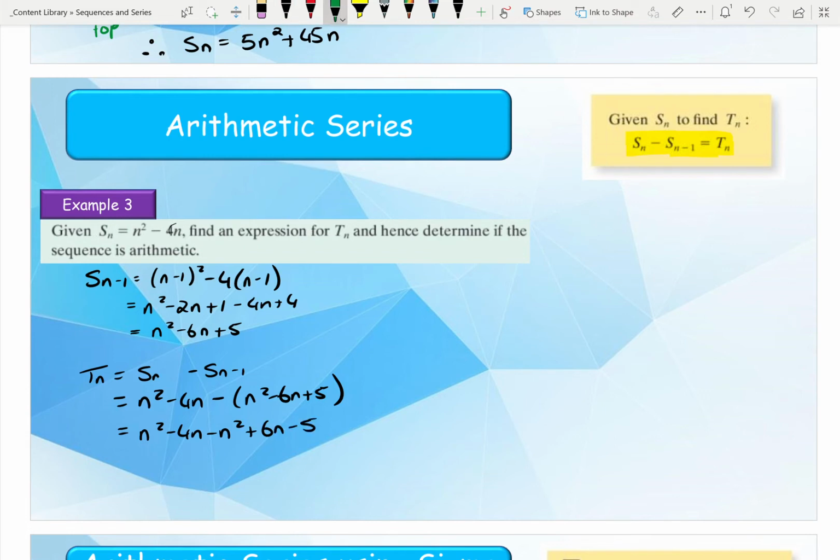My n squareds are going to cancel like this. And now what I'll see is that I'm going to have 6n minus 4n is going to give me 2n minus 5. So therefore, Tn is equal to 2n minus 5.